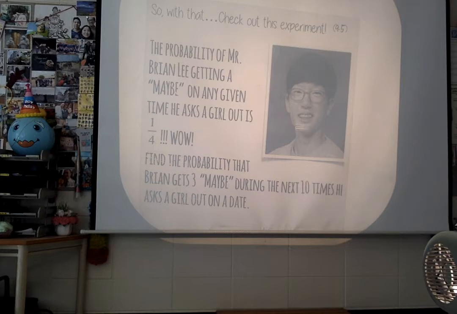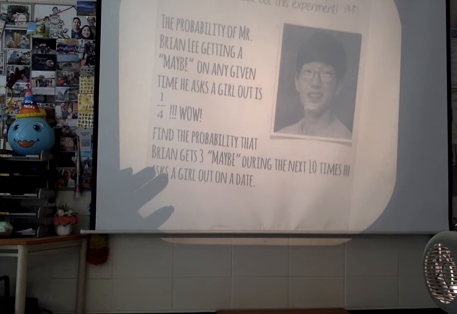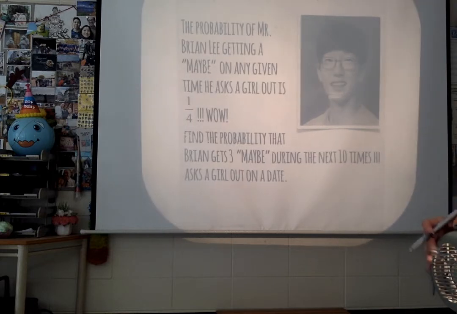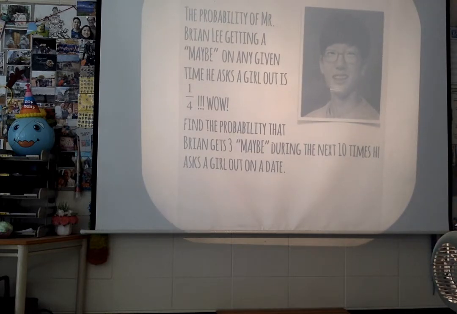The probability of Mr. Brian Lee getting a maybe on any given time he asks a girl out is 1/4. Hey, that's pretty good, right? It's pretty good. 1/4. That means he's going to ask a girl out, and 1/4 of the times that he asks, it's going to be a maybe. Find the probability that Brian gets 3 maybes during the next 10 times he asks a girl out.